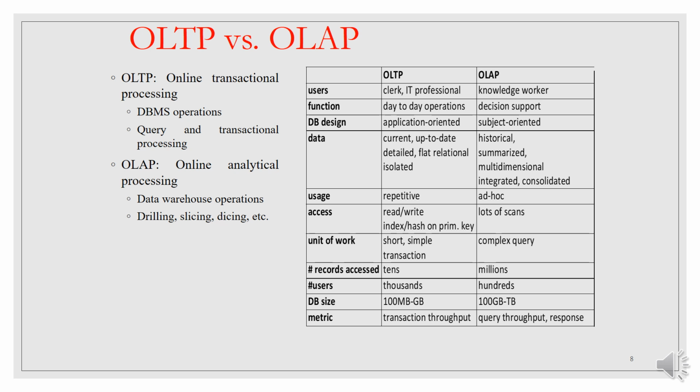Unit of work: in transaction processing, short, simple transactions; in OLAP, a complex one. Number of records accessed: tens versus millions. Users: thousands versus hundreds. DB size: 100 MB to GB versus 100 GB to terabytes. Huge storage will be there. And metrics: transaction throughput versus query throughput and response.